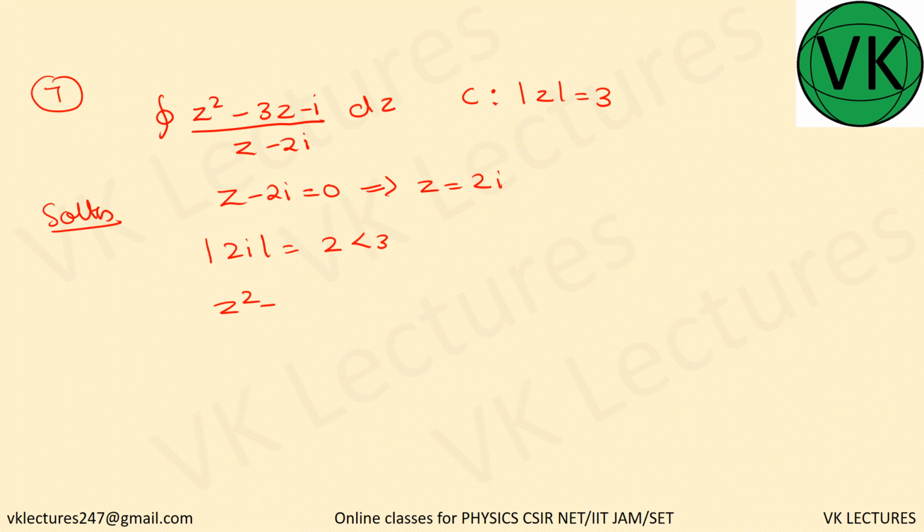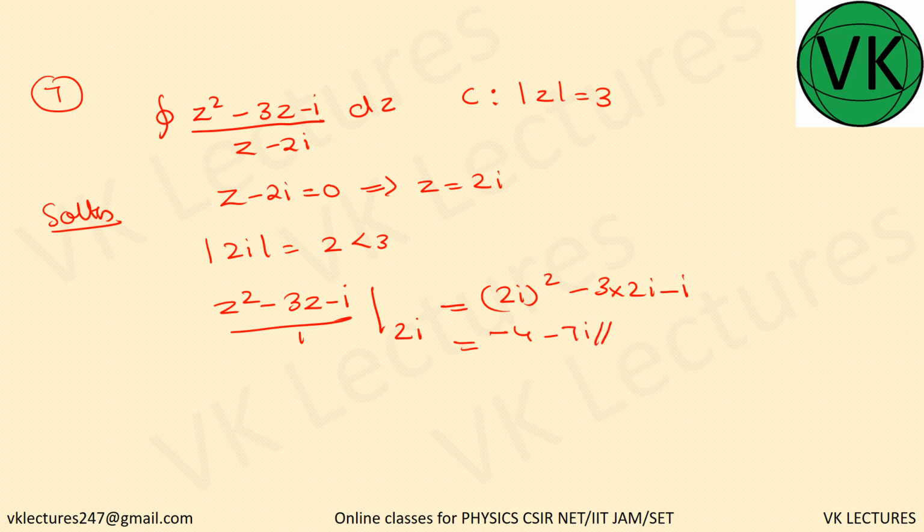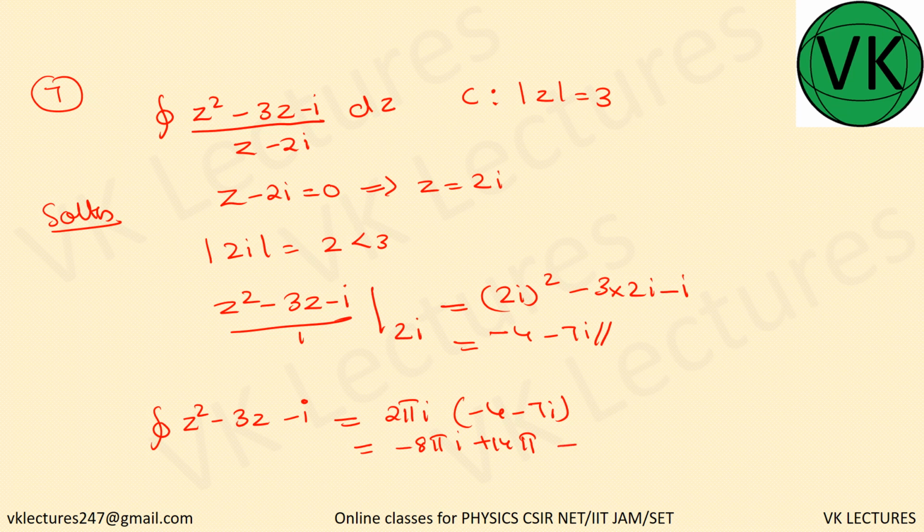So (z square minus 3z minus i) divided by 1 at 2i is equal to (2i) square minus 3 into 2i minus i, which is equal to minus 4 minus 7i. So the closed integral is equal to 2 pi i into (minus 4 minus 7i), which is equal to minus 8 pi i plus 14 pi, that is equal to 14 pi minus 8 pi i.